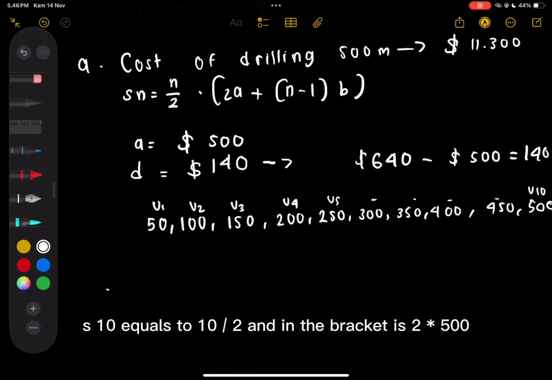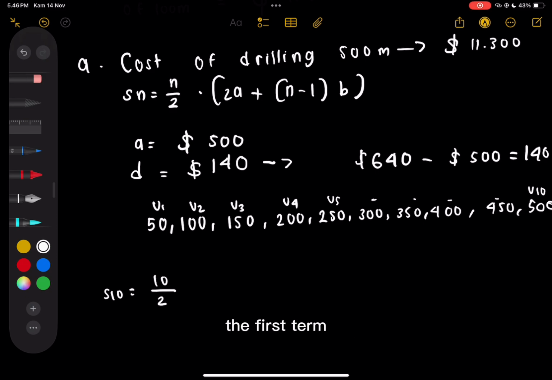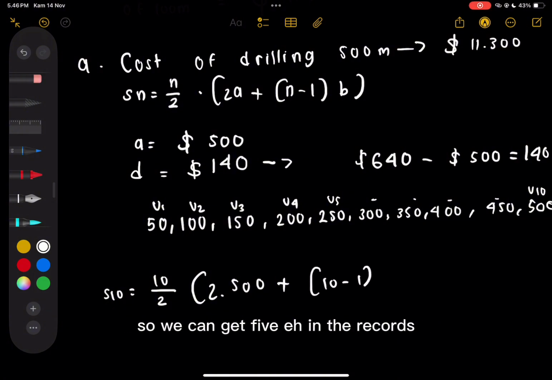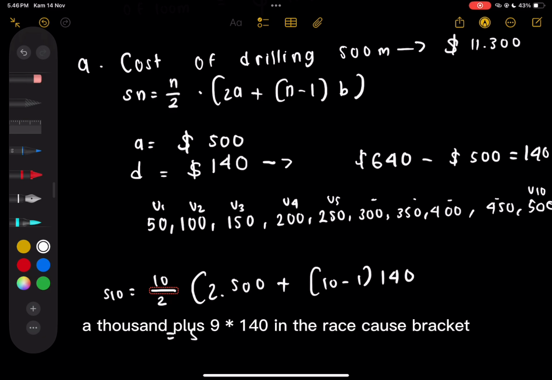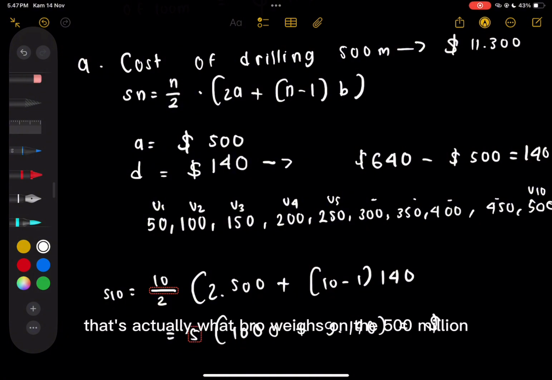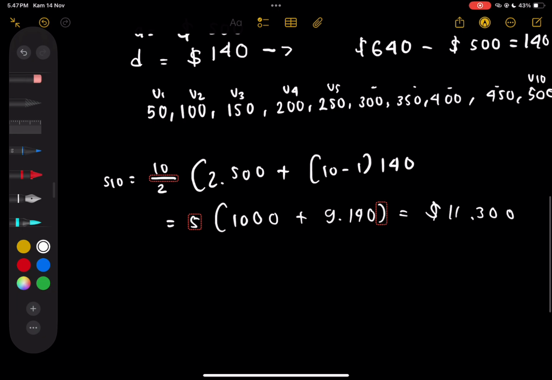S10 equals 10 divided by 2, in the brackets 2 times 500, the first term, plus, in the brackets, 10 minus 1, which is the n, and 140 on the outside as well. So we can get 5 in the brackets 1000 plus 9 times 140, close bracket, and that is equal to 11,300. That's the cost for the 500 meters.